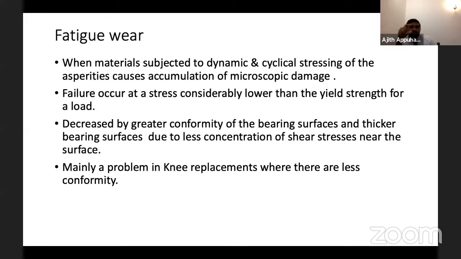Another factor is the thickness of the bearing surface. Increasing the thickness reduces the concentration of the shear stresses near that articular surface. So that reduces the fatigue wear.